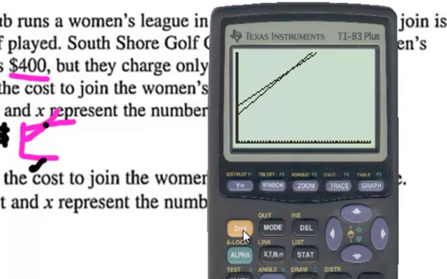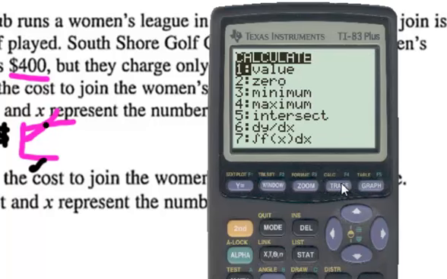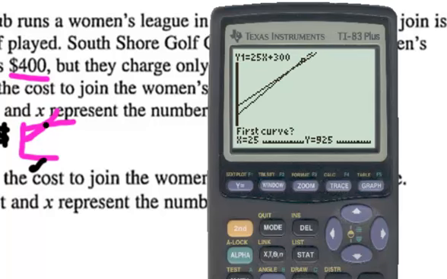You go second function, calc, and you want to choose number 5, which is intersect. Now the calculator is going to make some guesses as soon as you say yes to these two questions. First curve, well, it's not a curve, it's a line, but just say yes, just hit enter. Second curve, that's the other line, just hit enter for yes, and the calculator asks, do you want me to guess where the point of intersection is? Yes, please. Hit enter again.